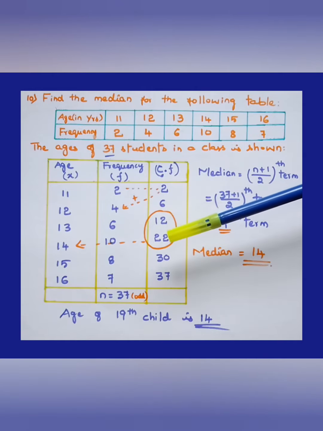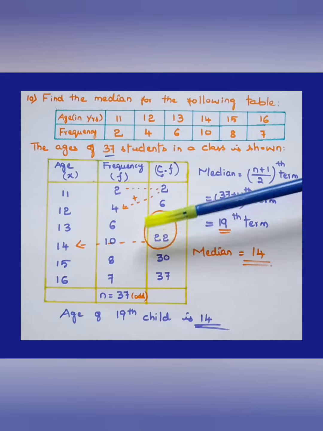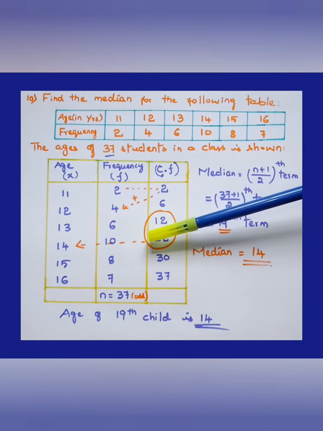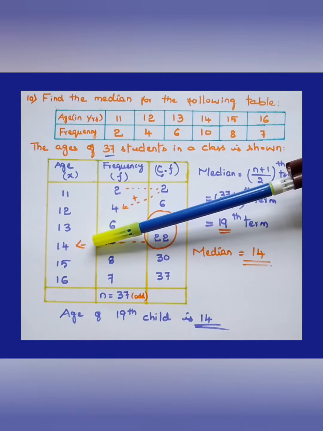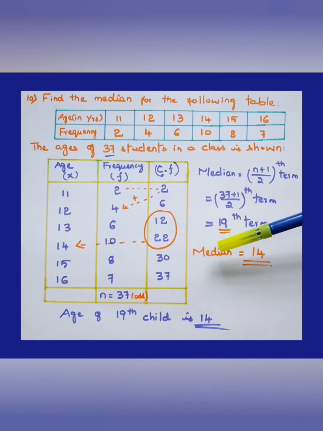Between 12 and 22. In the 22, the highest number, you choose down. Then the flight is going to land finally. It is going straight from 22, and it leads to 14. Therefore, the age of the 19th child is 14. The median value is 14. I hope it is clear for you now.